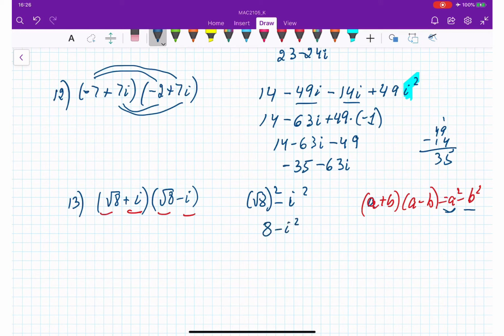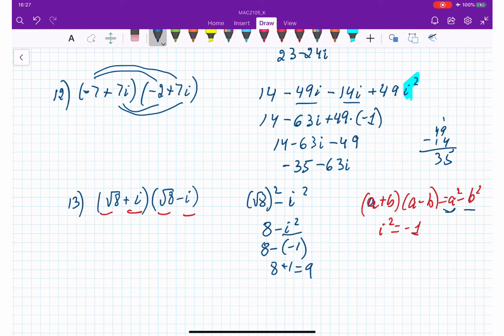So i squared is equal to negative 1, correct? So 8 minus negative 1. Let me write down i squared again equal to negative 1. So therefore we multiply, this i squared will be negative 1. And as a result we get 8 plus 1, which is going to be equal to 9. Okay? Alright.